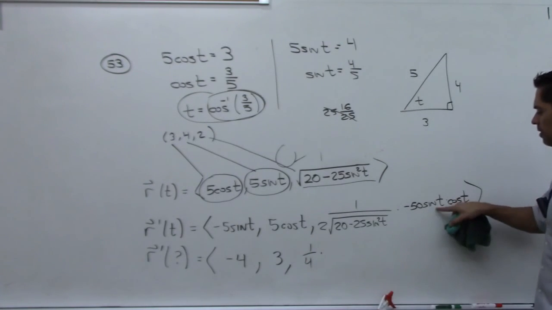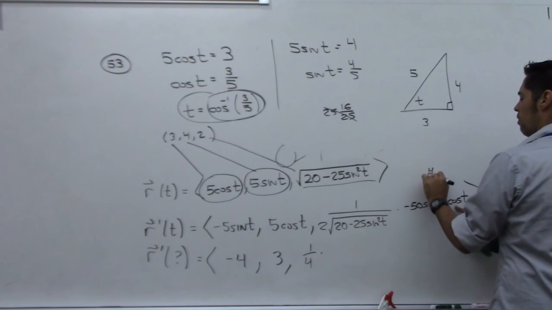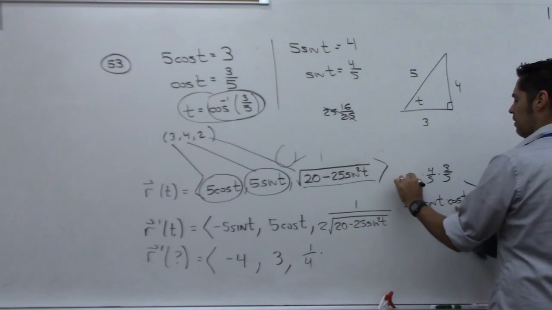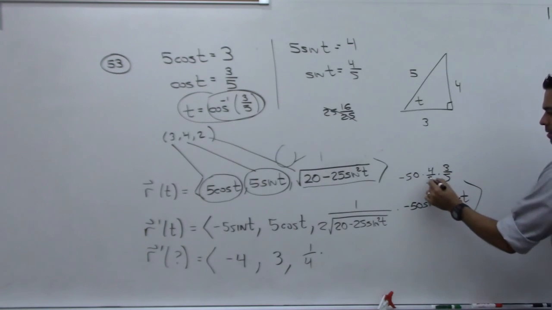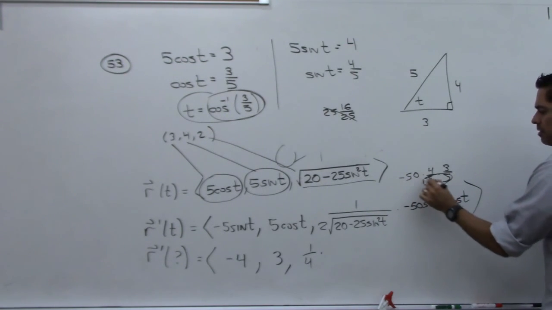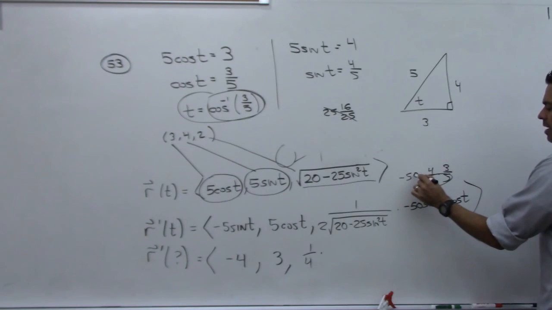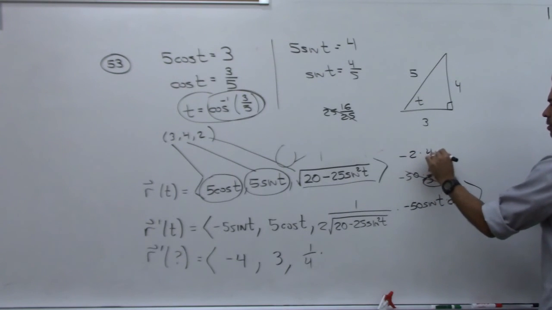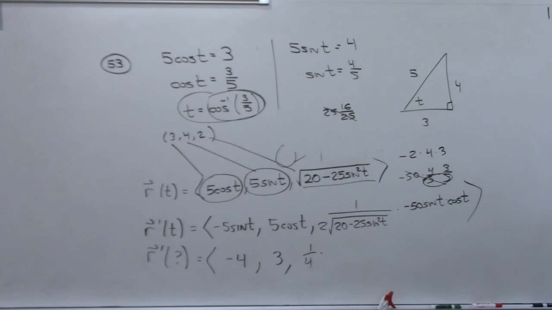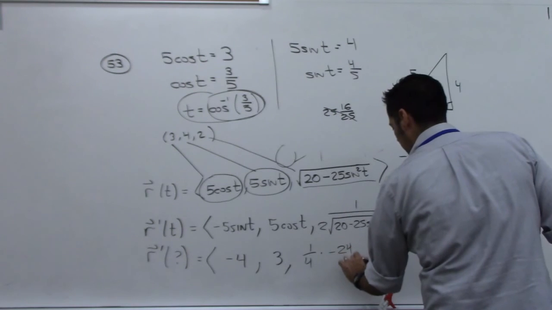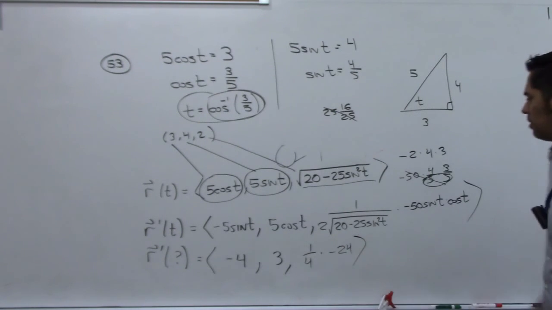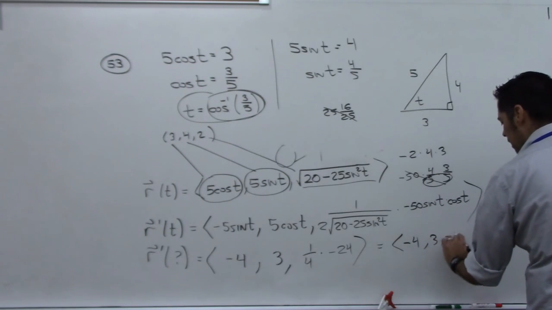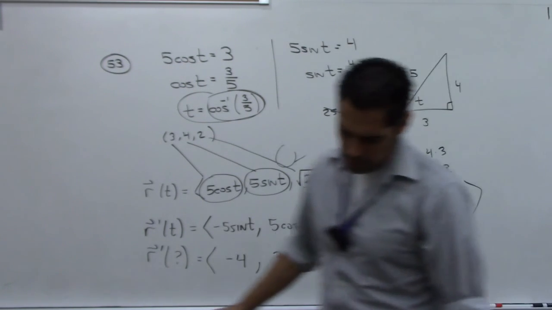Times over here, sine t times cosine t, that's 4/5 times cosine t, which is 3/5 times negative 50. So this is 25, goes into 50 twice, so this is going to reduce out to be a 2. So we have negative 2 times 4 times 3, that's 24, so negative 24. And that's just negative 6. So this is the vector negative 4, 3, negative 6. Gonna check it.